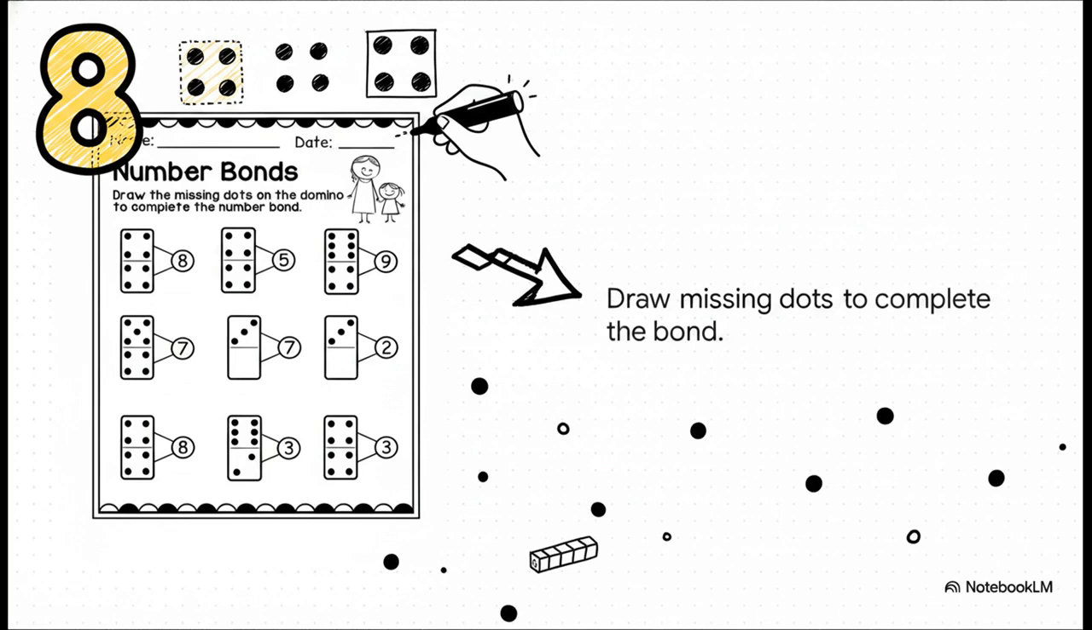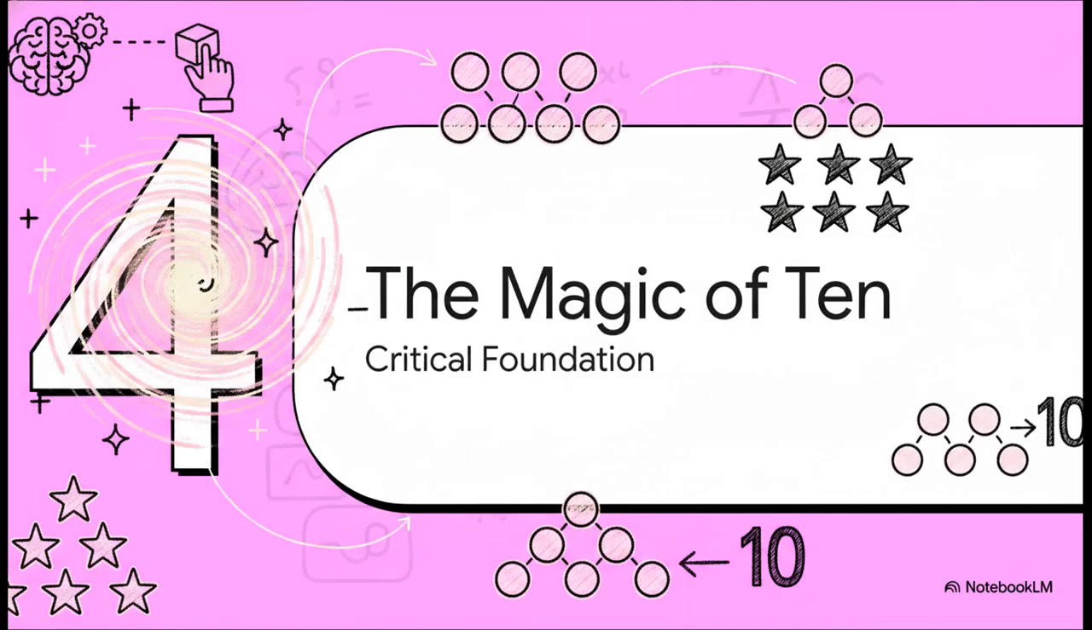It slows the brain down and beautifully connects the physical action of making a mark with the mental action of adding a value. Once that physical to mental bridge is solidly built, we shift gears to section 4, the magic of 10. Arguably the most critical math foundation.